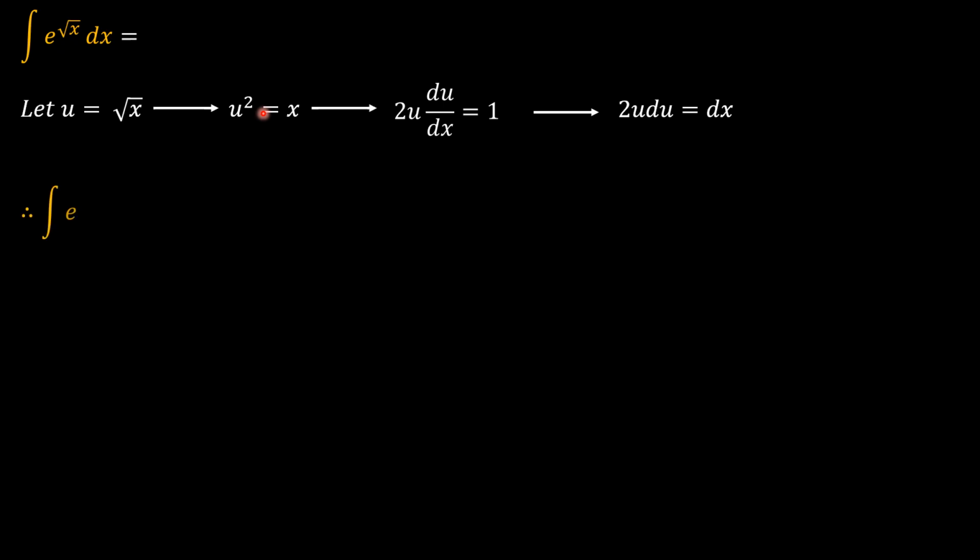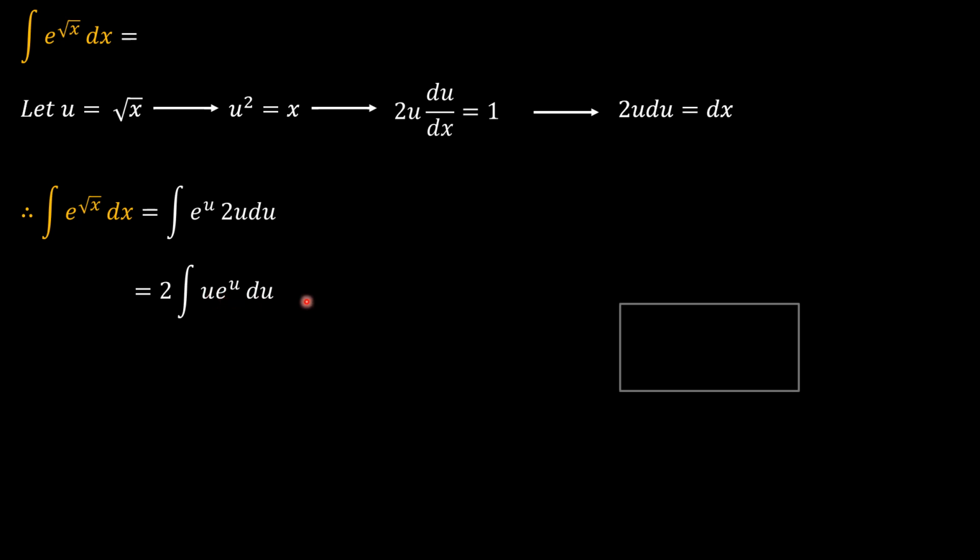And therefore our problem, the integral of e to the power square root of x, becomes now the integral of e to the power u times 2u. And we can pull 2 out so that we have 2 times the integral in the u domain of u times e to the power u.